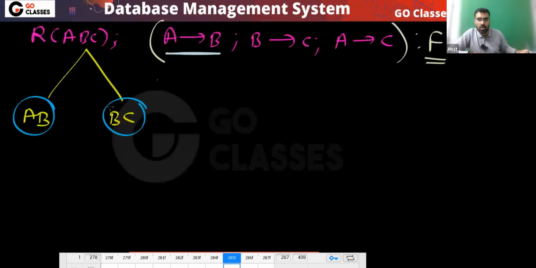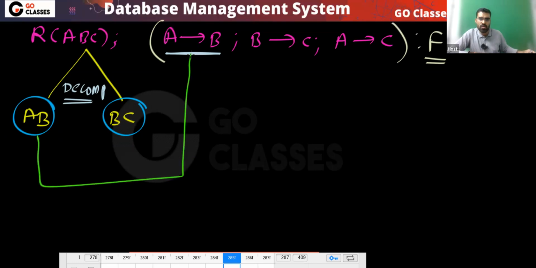To enforce this on the decomposed database, this is the decomposition. Tell me, if you want to enforce this, can this relation enforce it, yes or no? So I can say this relation can enforce this, right? And what about this? I can say that this relation can enforce this.